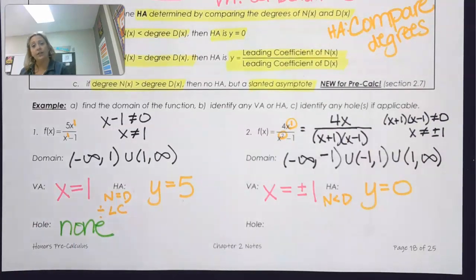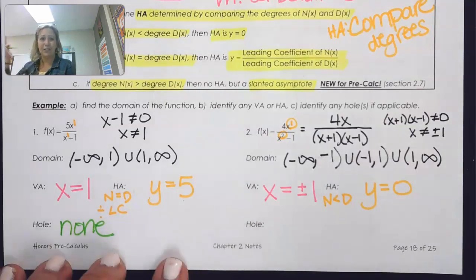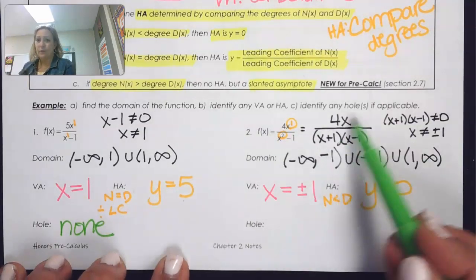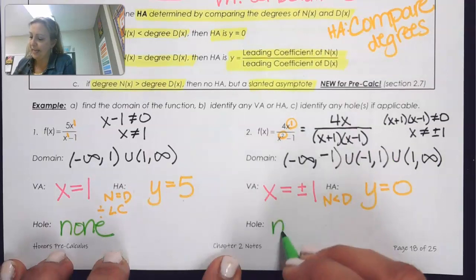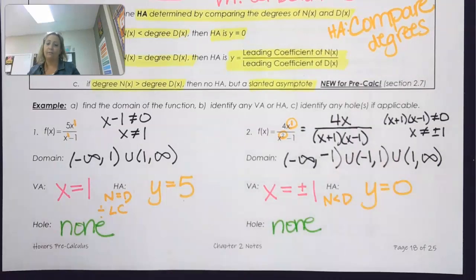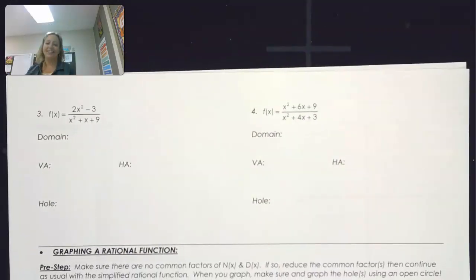A hole is going to occur if we had any common factors that we would cancel. There was nothing that we canceled here, so again, we have no hole. Okay. All right, so let's look at some that may be a little more exciting, in my opinion.